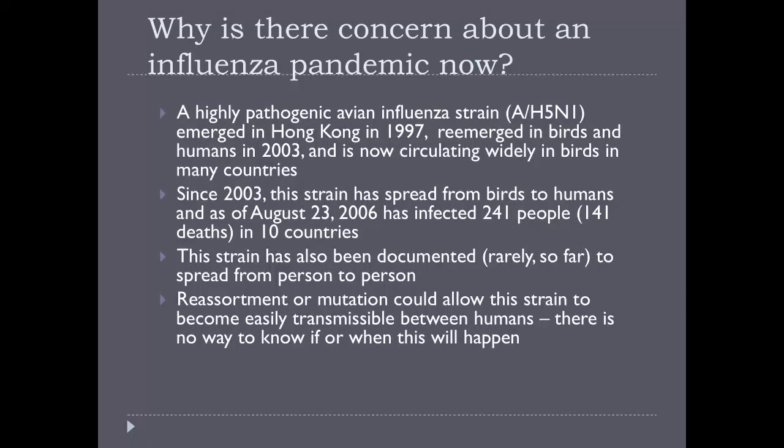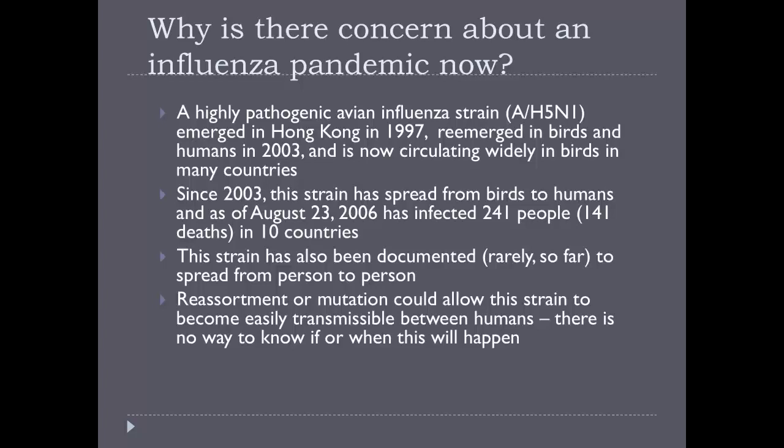It's highly pathogenic. That means the version I was telling you about, from Hong Kong in 1997, re-emerged in birds and in humans in 2003. It's now circulating widely in birds in many countries, so it could come back. A lot of people still don't have an immune response against this one. As you can see here, H5N1 is the strain. Since 2003, the strain has spread from birds to humans, and by 2006, it had infected 241 people in 10 countries. That's nothing from a public health point of view.